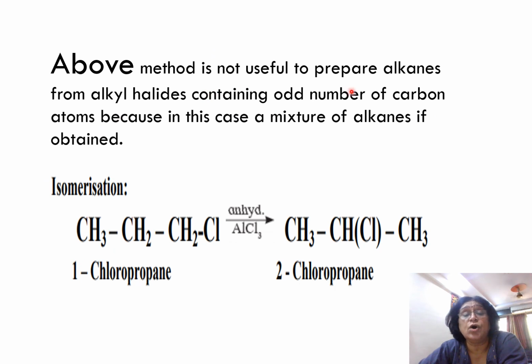So the above method is not useful to prepare alkanes from alkyl halides containing an odd number of carbon atoms, because a mixture of alkanes is obtained. Okay, then the isomerization reaction. Here you see 1-chloropropane is converted to 2-chloropropane using anhydrous aluminum chloride. Clear? And this is called an isomerization reaction. Okay, so this is all about the reactions of haloalkanes. Thank you.